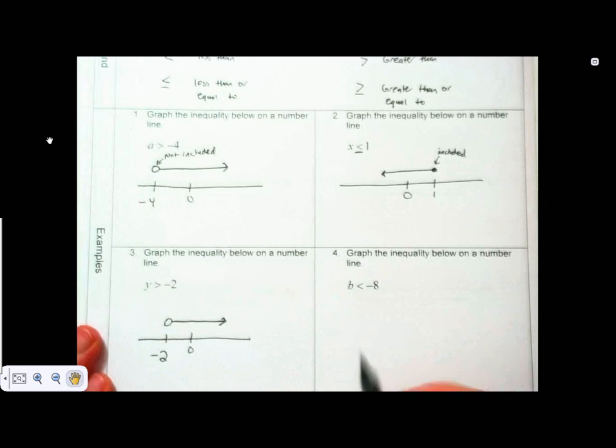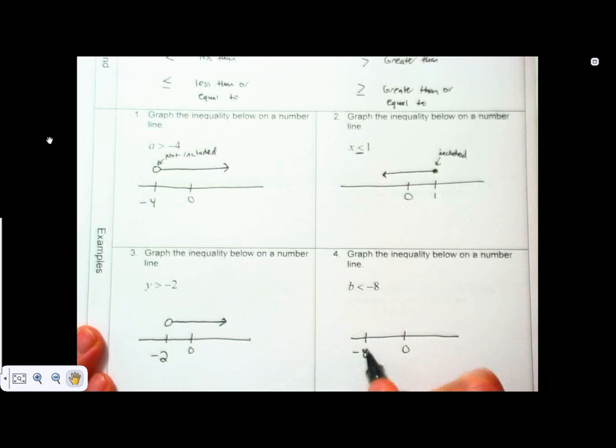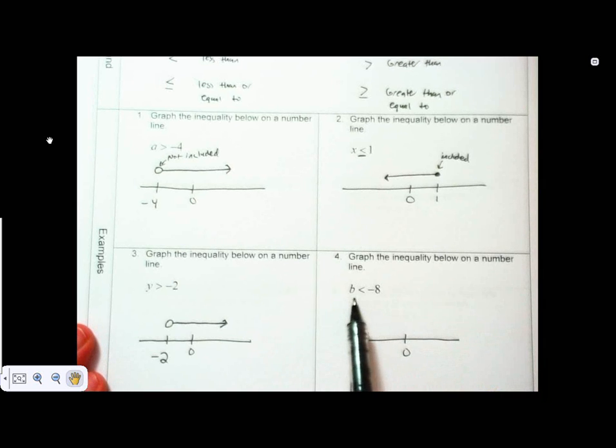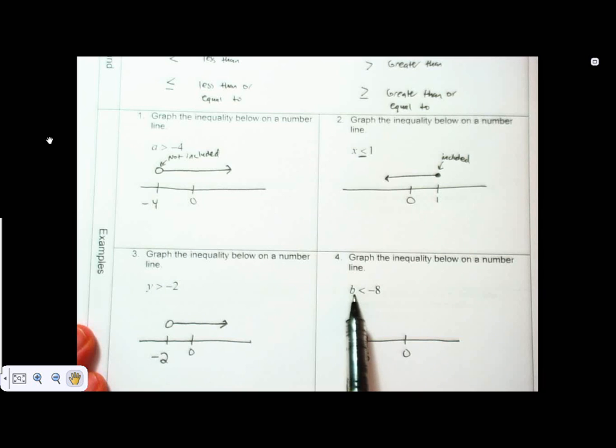For number 4, we've got 0 and -8, and this time b is less than -8, so that means we want to shade all numbers that are less than -8. Well, those are going to be the numbers to the left of -8 on the number line. What about -8 itself? Well, -8 is definitely not less than -8, so we can't include it, so I'm going to use an open circle and shade all the numbers to the left like that.